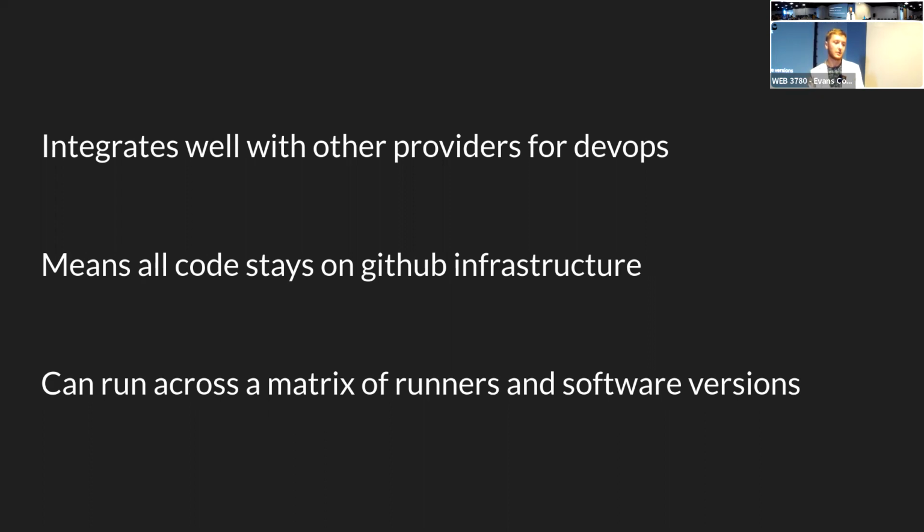It means all your code stays on GitHub's infrastructure, so you don't need to farm it out to a third party. There's other companies that do continuous integration, like Circle CI. But using GitHub Actions means it's all just in one place, especially if the code is sensitive. That can be important. And it can run across a matrix of runners and software versions. So say you need to build something for Windows and Mac and Linux, you can do it all at once using this one piece of code.